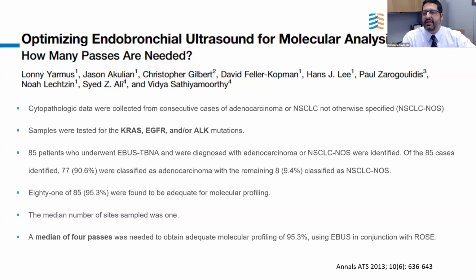Now, I will talk about another technique for DNA analysis called microdissection, where you can scrape DNA off of a slide. But in terms of a cell block, this was a study by Yarmus et al. at Hopkins, and they looked at consecutive cases of non-small cell, but they only tested by single gene testing, PCR and FISH for KRAS, EGFR, and ALK. And they found that a median of 4 passes was where there was a plateau after that, and 95% of those were adequate for genetic testing. But again, this wasn't next generation sequencing.